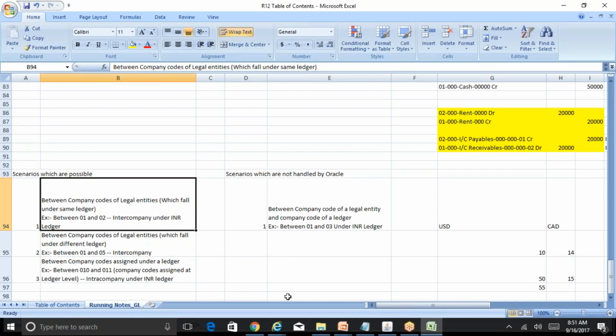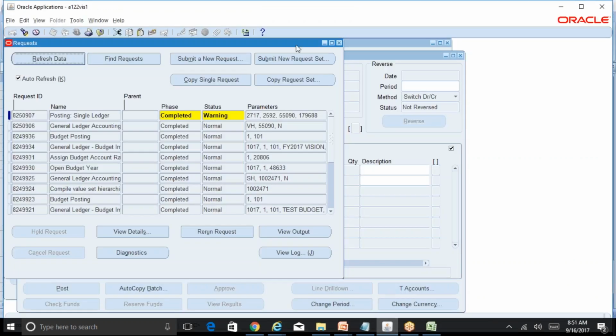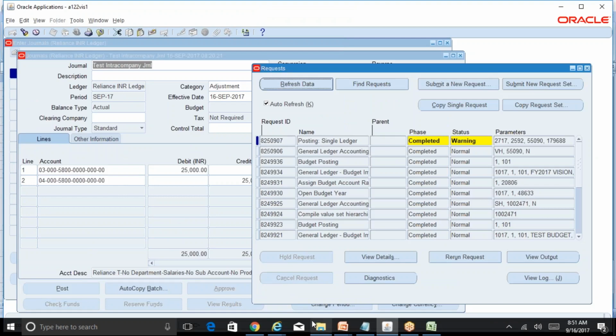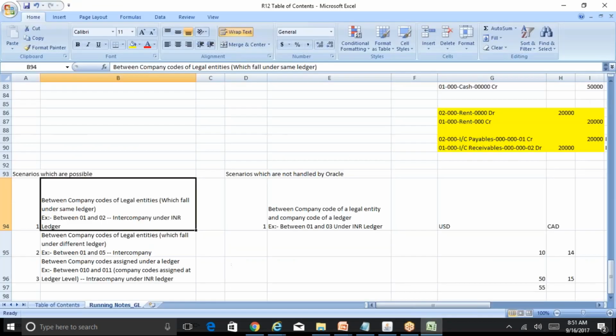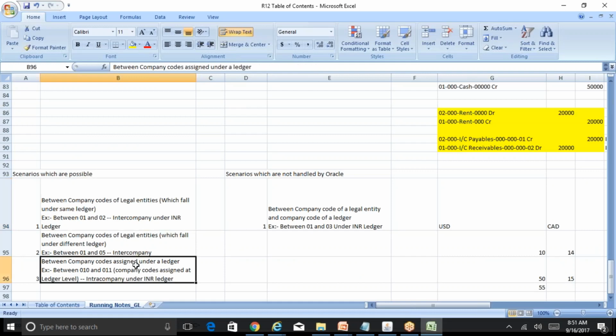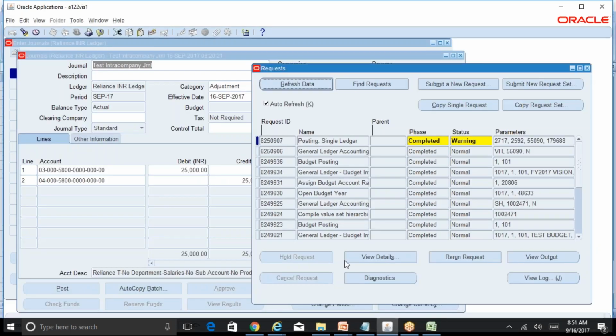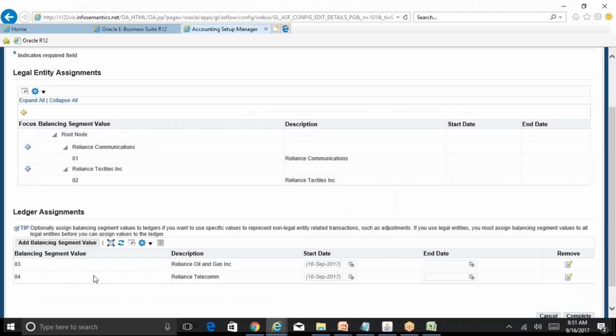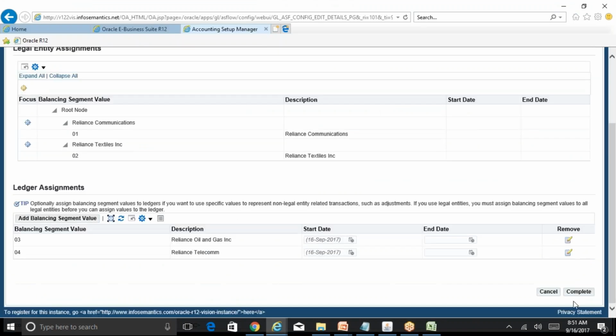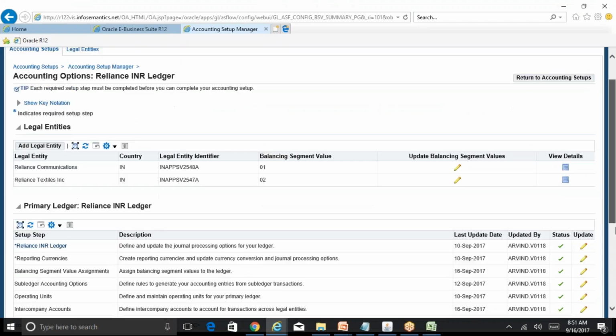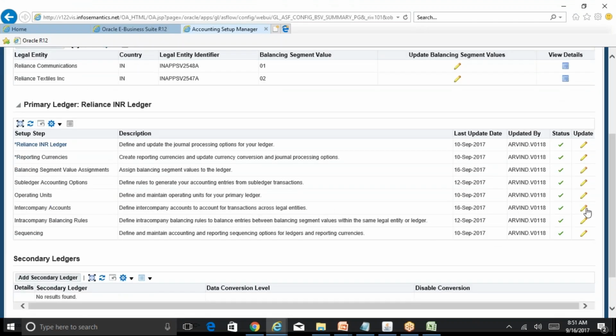Okay. So in our current case, we have passed an entry between 03 and 04, which is between company codes under a ledger. Now if you observe here, I posted this and the posting program completed in one. The reason being, as I mentioned, we have just created these company codes under this ledger, but we did not complete any intra-company balancing rules. We have completed only intercompany.